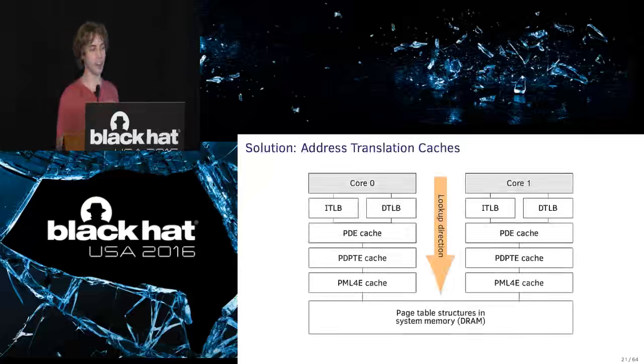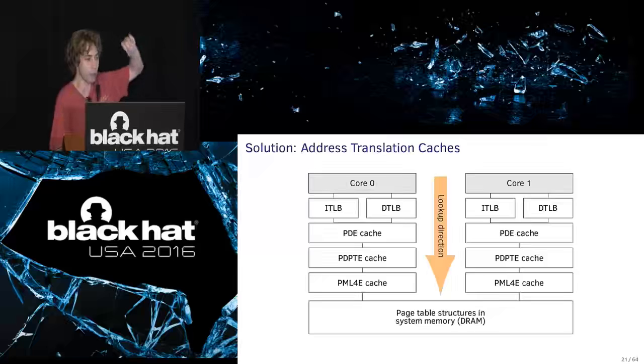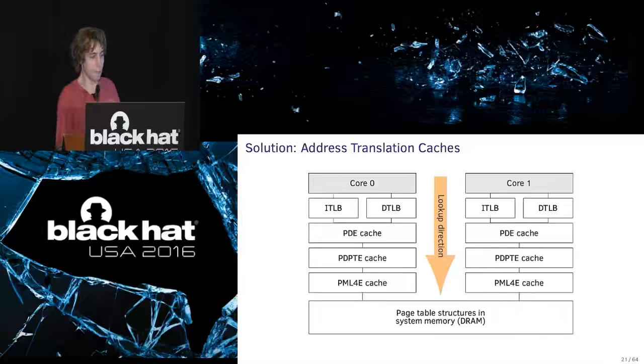So here we again have a cache hierarchy similar to the level 1, level 2, level 3 caches, and it starts with the instruction TLB and the data TLB on the top, and then we go next to the page directory entry cache, the page directory pointer entry cache, and then the PML4E cache. The CPU starts the lookup on the top, so it first checks whether there is an entry in the TLB, and if there is, it can already abort and get the data from the cache or from the DRAM. If there is no such entry, it probably has to go further down the lookup hierarchy, and if it doesn't find any entry in any cache, then it has to look up the page table structures in the system memory in the DRAM.